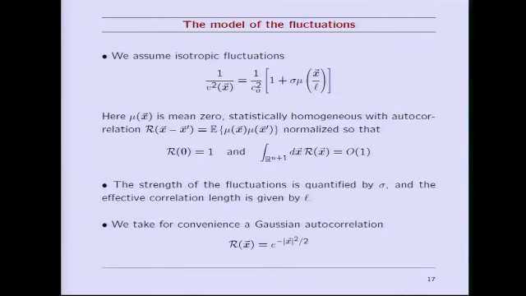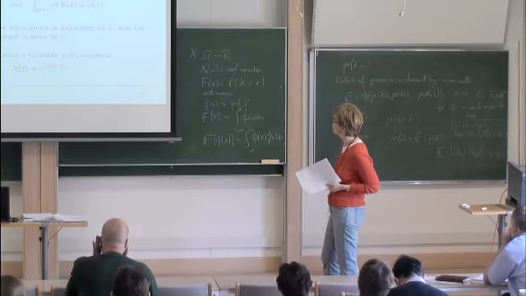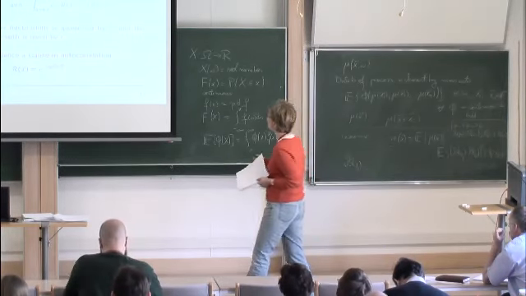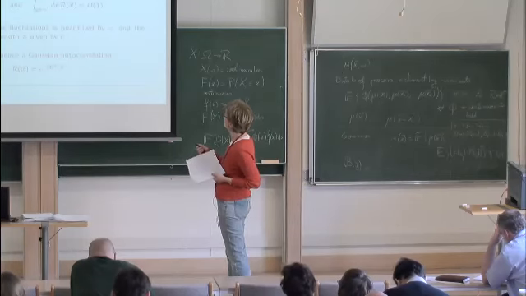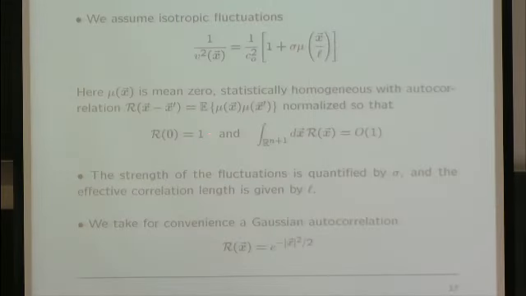It has an autocorrelation which is defined this way. Because of stationarity, this moment only depends on the difference between x and x prime. Okay, so this is the autocorrelation. And we are going to normalize this autocorrelation. So we suppose that this mu is a normalized process where the normalization is done this way. So what does this mean? It means the following.